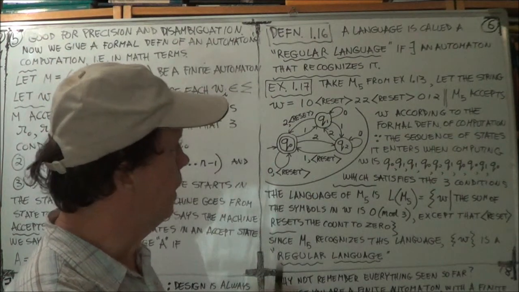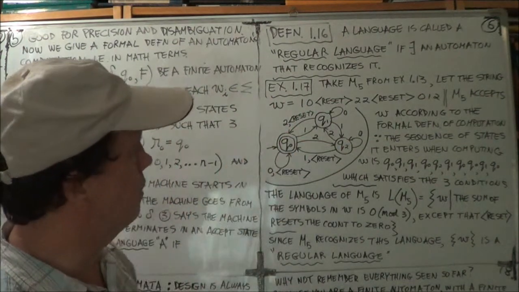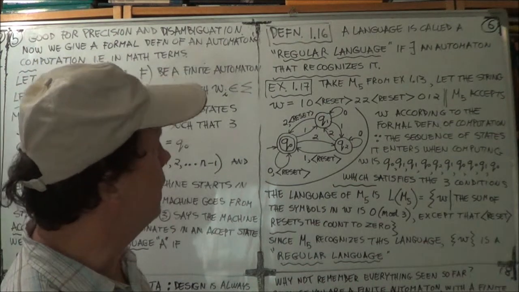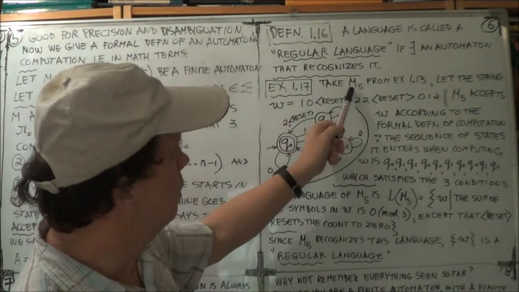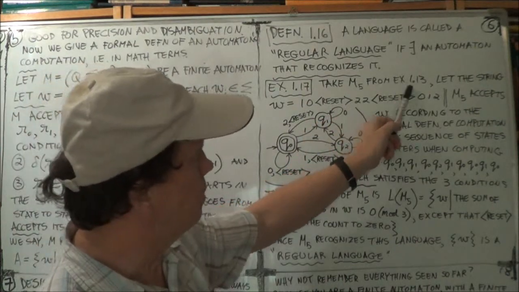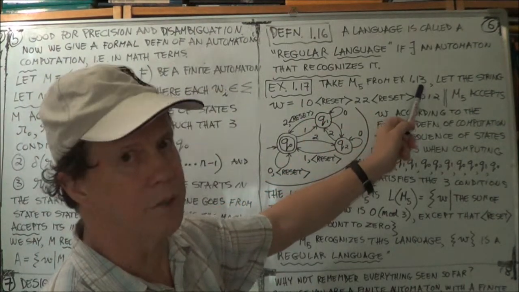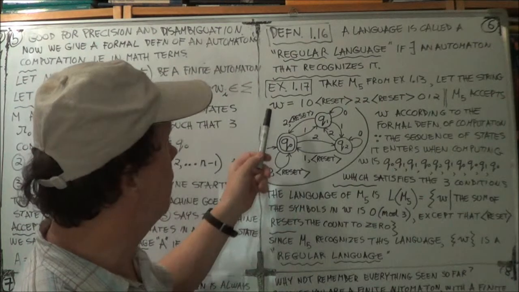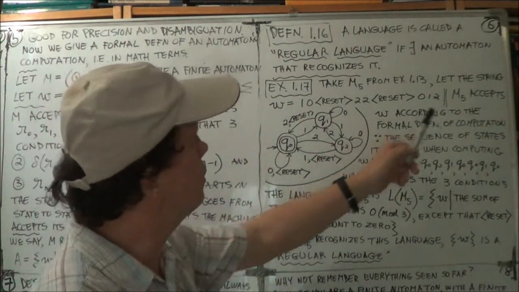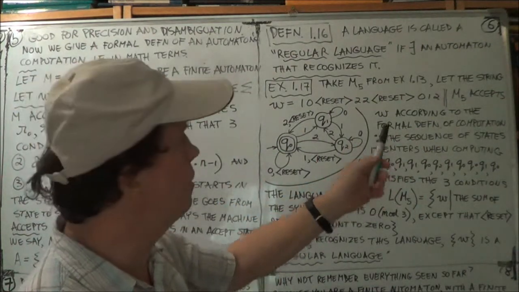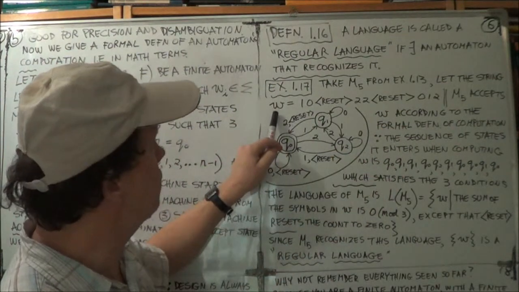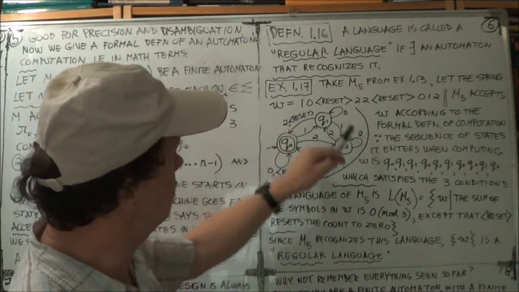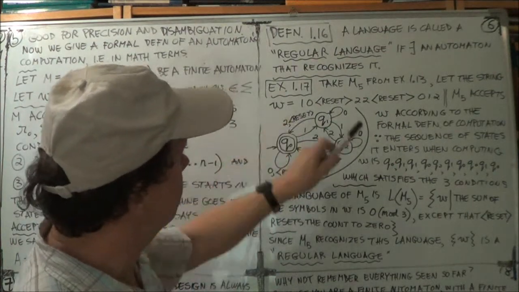Okay, so I've drawn it here again so you can figure out what's going on. We're talking about machine M5 again, which was example 1.13 from the text. Remember, the alphabet had 4 different symbols: 0, 1, 2 and reset. Here's the string that goes into this automaton, which I've reproduced.